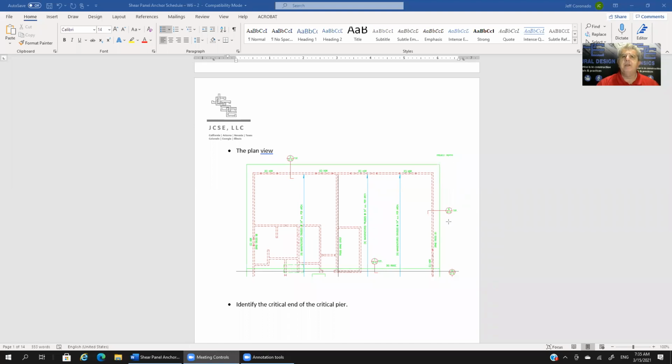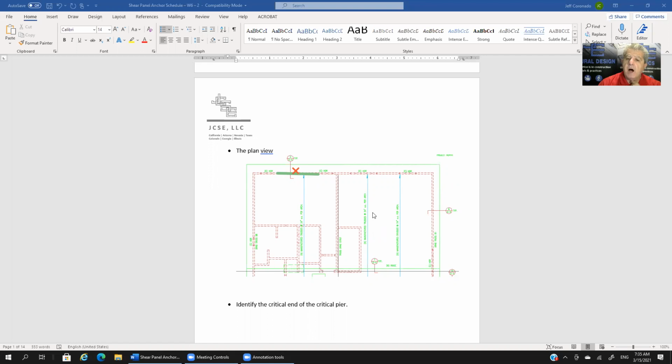So what we want to do is a couple things. If we want to figure out which one of the piers along the line has the most overturning, is going to have the greatest uplift, we are probably going to focus on shorter piers rather than longer piers. So in other words, this pier here being a longer pier is probably not going to be the pier that's going to generate the most overturning.